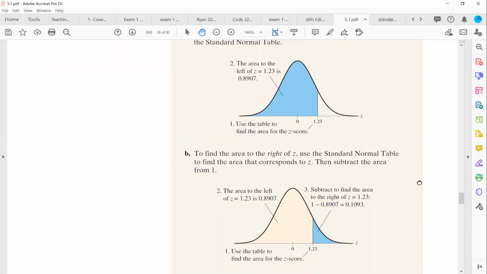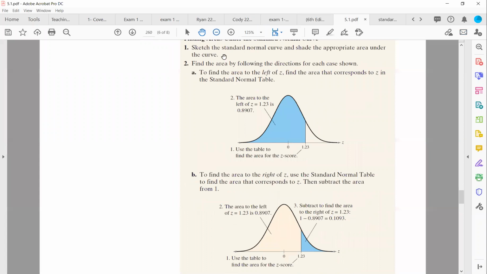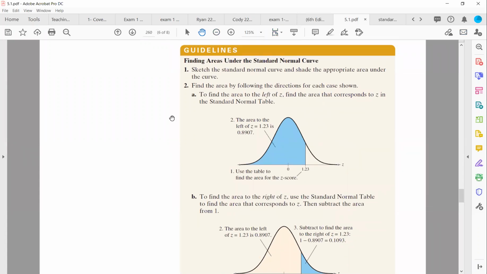You have 3 different cases. The first case is when the question says the area to the left. So the keyword is left. You just use your table. You look at your table and find the area to the left-hand side of 1.23. So to the left, directly use the table. You don't have to do any algebra. No algebra is involved here.